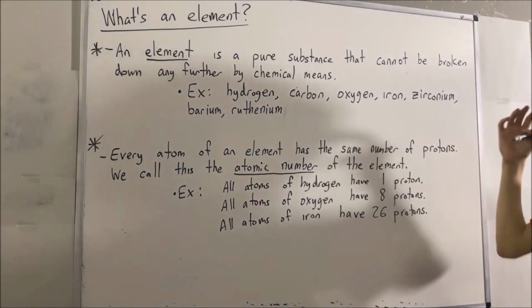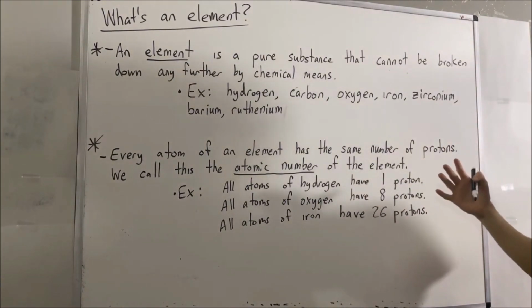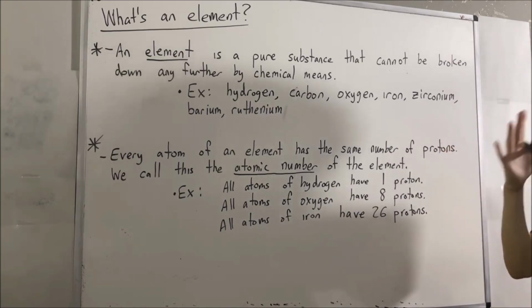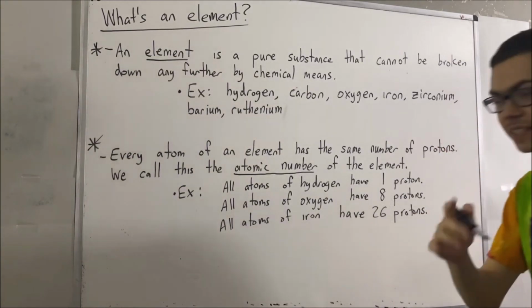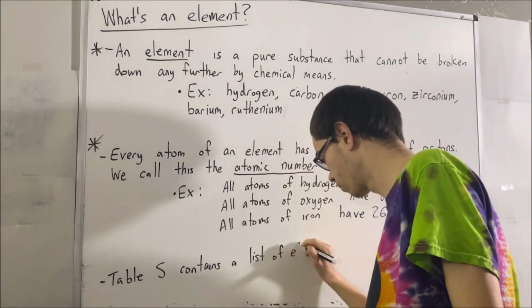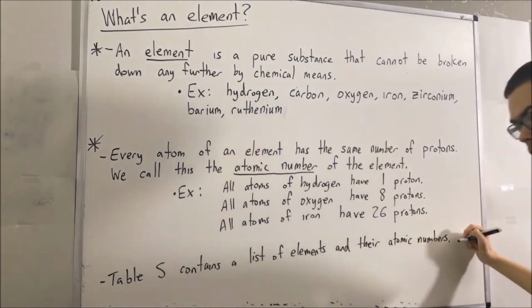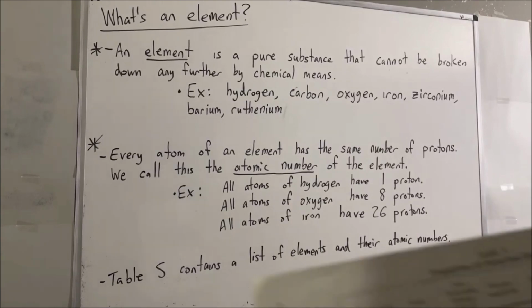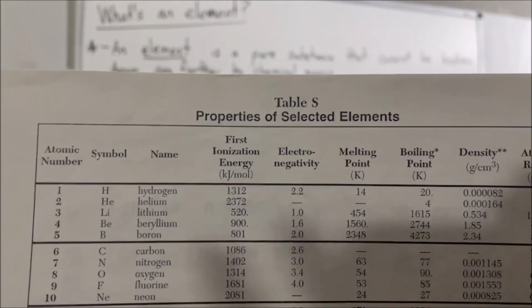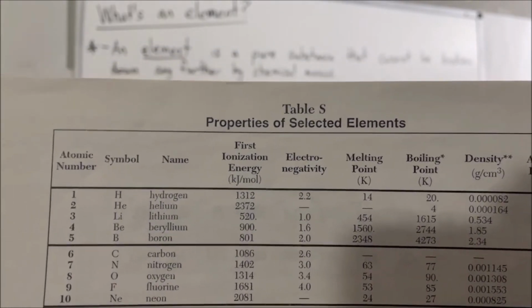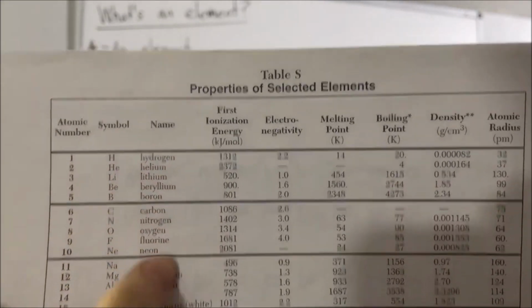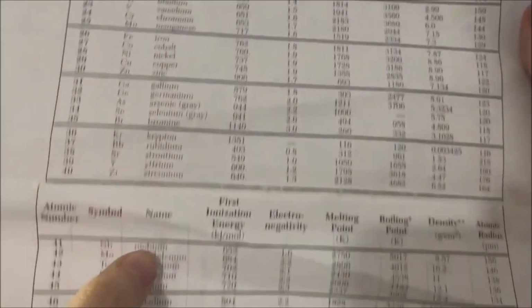And if you're in Regents chemistry, then in your reference table, a list of elements and their atomic numbers is given on table S. So if we actually open up our reference table to table S, this is what table S looks like. Table S, properties of selected elements. So under the name column, this is the list of all of our elements, right? And yeah, it's a pretty big list.